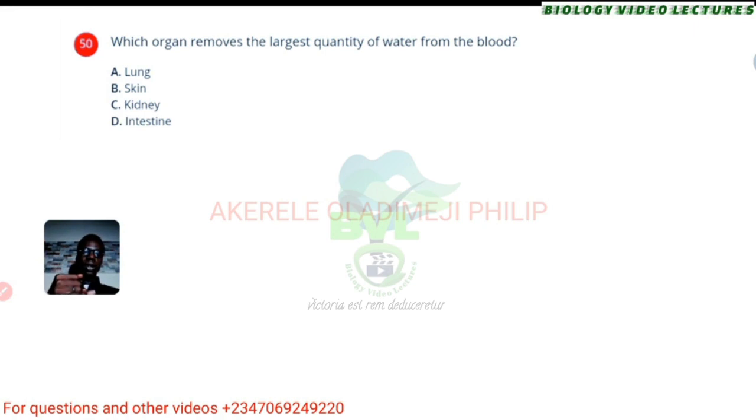We sweat through the skin. The intestine also extracts some water, so to say, from food. But the one that removes the largest amount of water is the kidney during urination. All right.